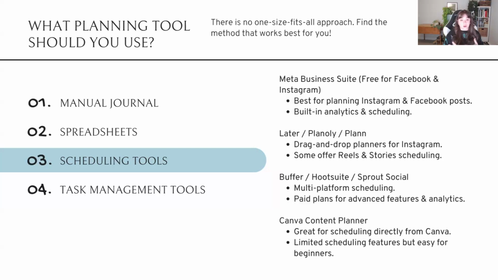There's ones like the drag and drops, like Later, Planoly, and Plan. Laura, I think we used Plan for like 6 years, maybe, for a really, really long time. Plan is awesome. I will advocate for that. It is on the pricier side, but it does everything. It does Facebook, Instagram, LinkedIn, Pinterest, TikTok, all of it, and it will auto schedule for you. And then there's the bigger ones like Buffer and Hootsuite, Sprout Social. That is more of an all-in-one. It's more than just social media. It's a lot of your marketing as well. Canva also has a content planner.